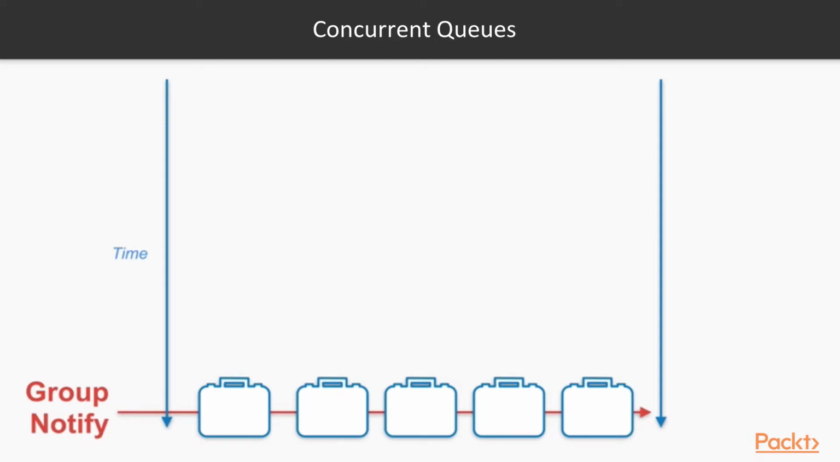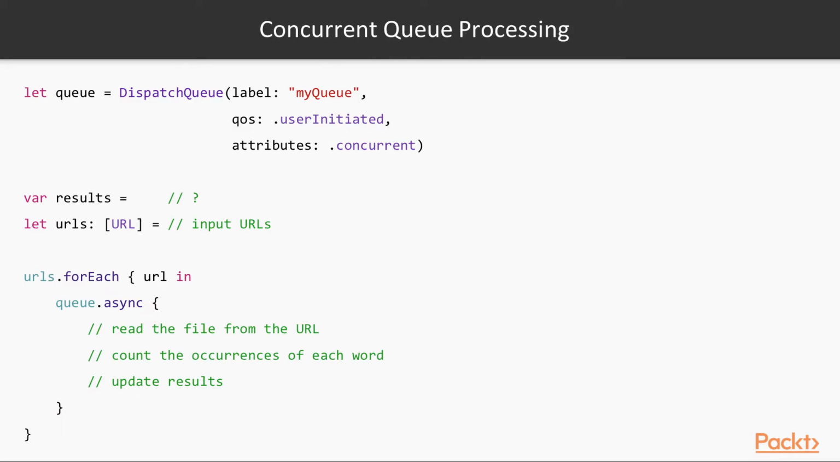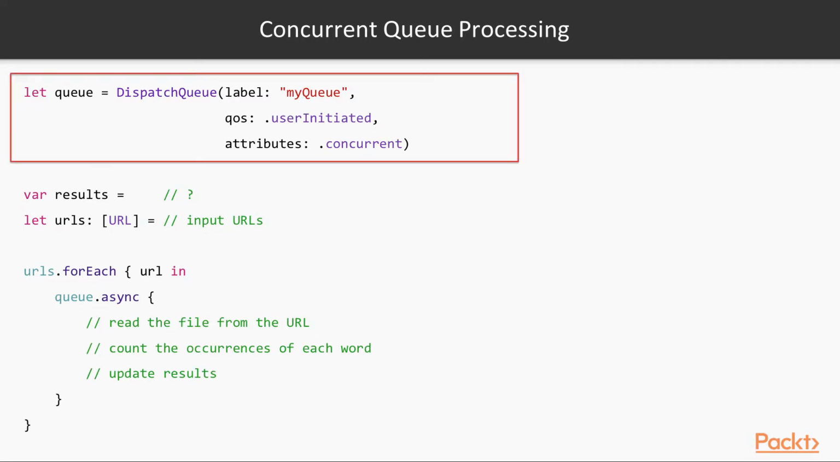Let's go straight to an example of processing in a concurrent queue. We're going to perform a set of concurrent tasks that load a number of text files from URLs and count the occurrences of words in those files. Then we'd like to aggregate the results perhaps. First of all, we declare our concurrent queue. These are the most important arguments.